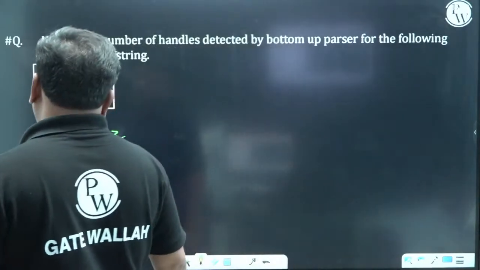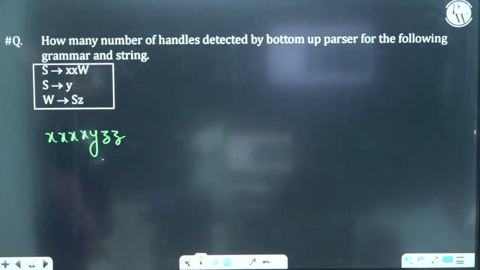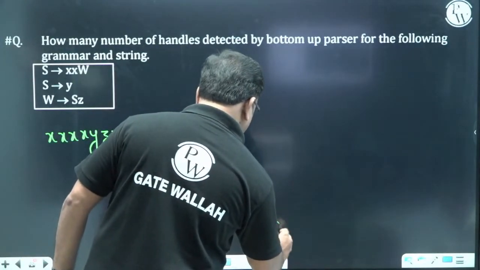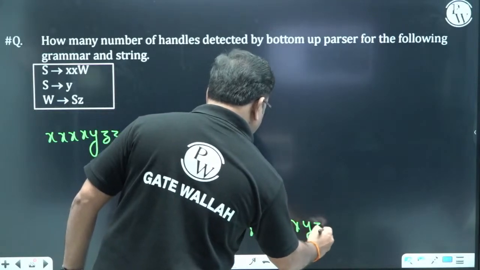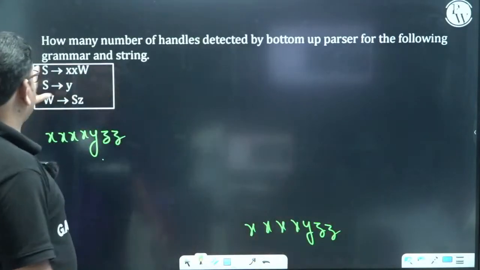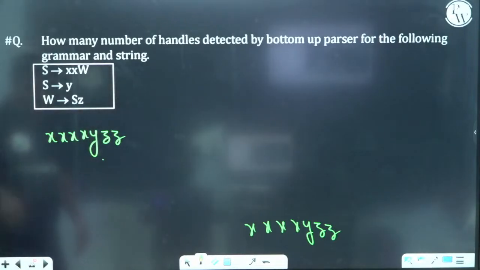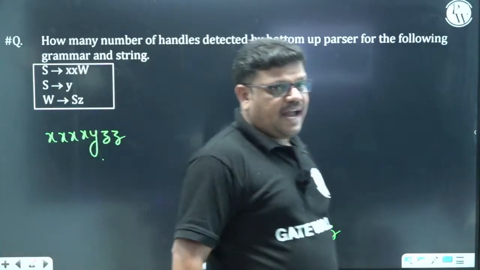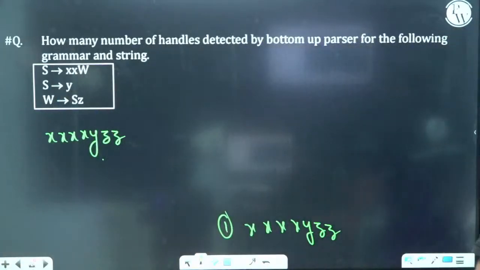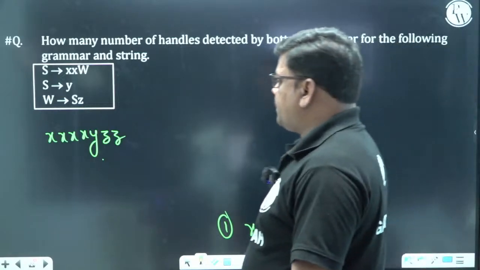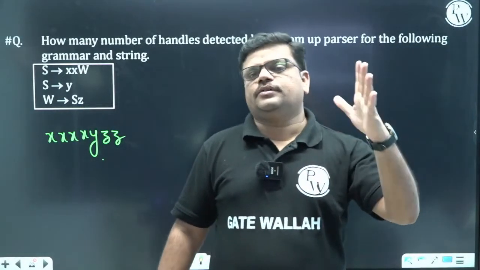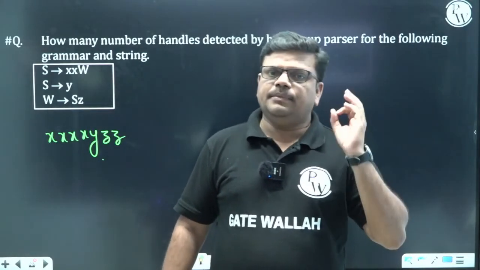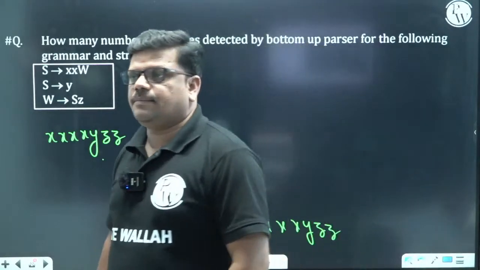So let us do it. All of you please try from your side, and I am also explaining here. Take the input first. This is our input. This is the grammar. In the first step, can you identify which is the handle? Handle detection is the only main concept. If you know this, LR and everything becomes very easy. Handle is the major and very important concept of bottom up parsing.